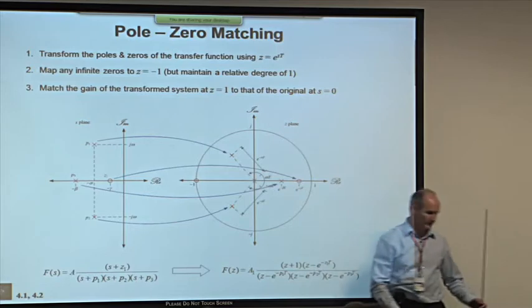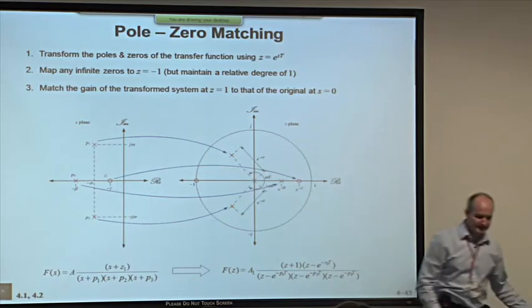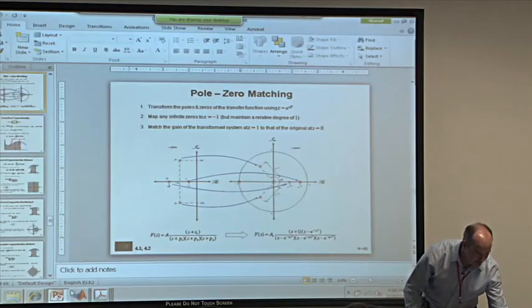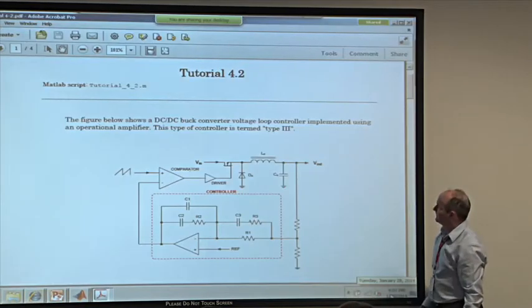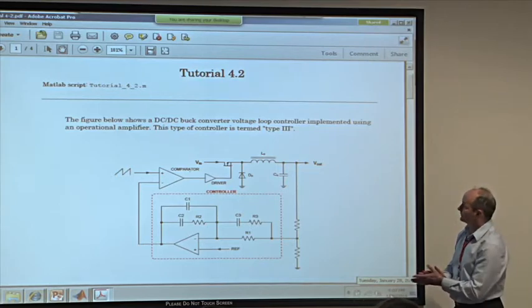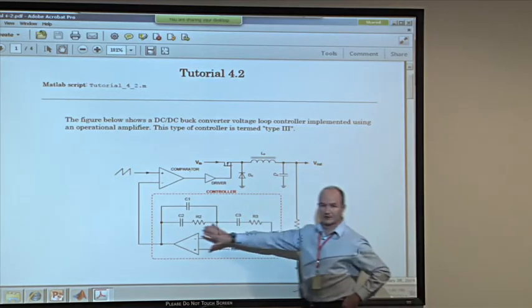Okay? Now, I'm going to illustrate this in terms of a tutorial. And that tutorial looks like this. It's back to the buck controller that we did in an earlier tutorial using a type 3 compensation network.